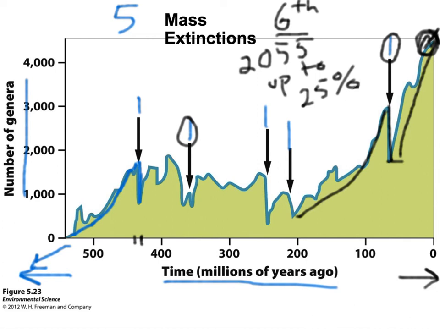So we're in another mass extinction event, and it's something that environmental scientists have to consider. We look in the fossil record to get clues in terms of what happened globally when these events happened in the Earth's history. So that is mass extinctions.